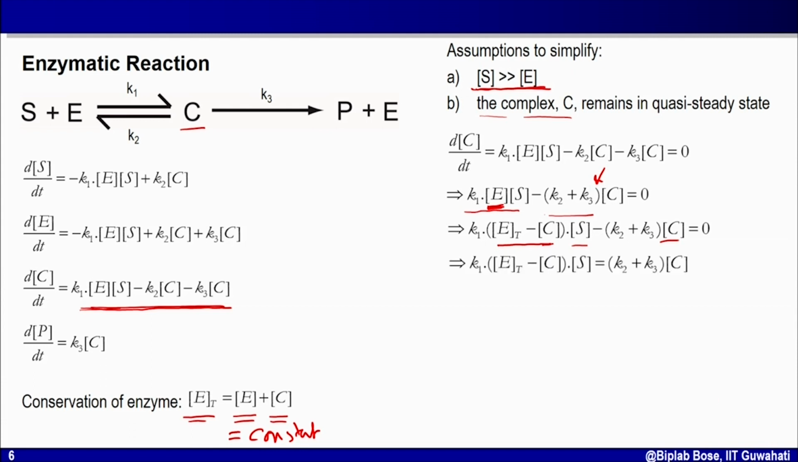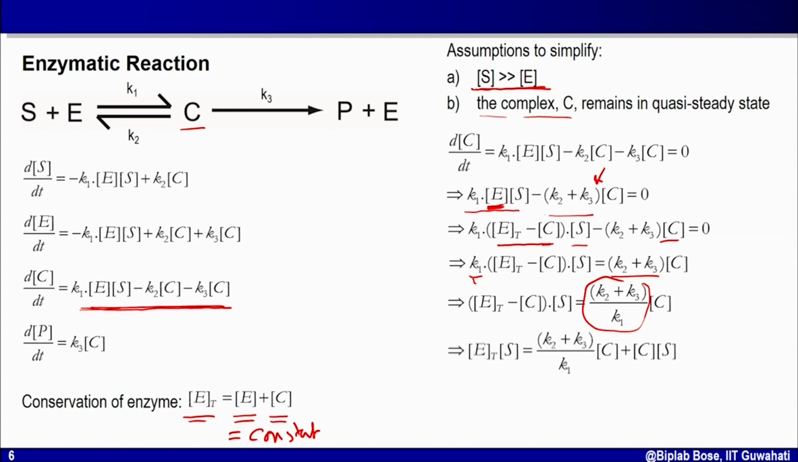So what I get? I take (K2 plus K3) into C on the other side. Then I can rewrite this whole thing like this, taking the K1 on the other side here. So I get (K2 plus K3) divided by K1. So this whole thing is a constant. These are all a combination of 3 constants. Then I can multiply S inside this bracket. So I get ET into S minus C into S. I take C into S on the other side, on the right hand side. So I get ET into S equal to (K2 plus K3) by K1 into C plus C into S.